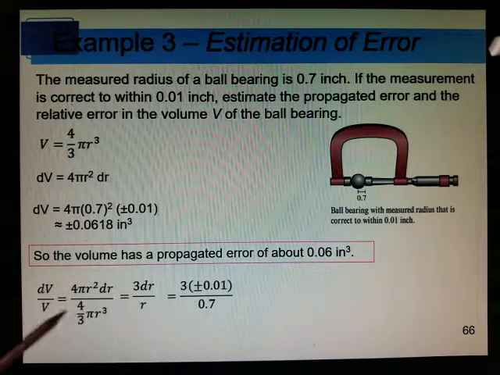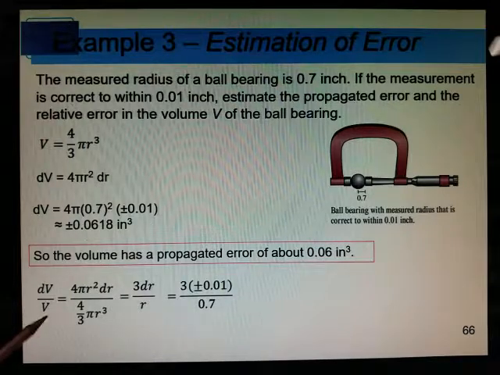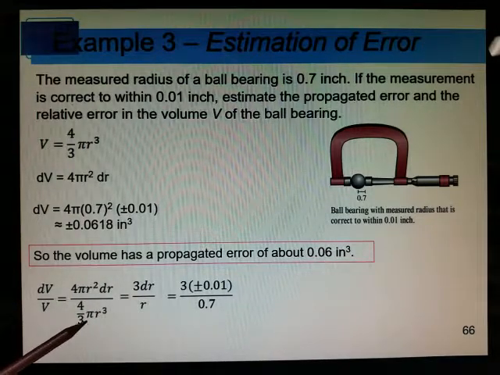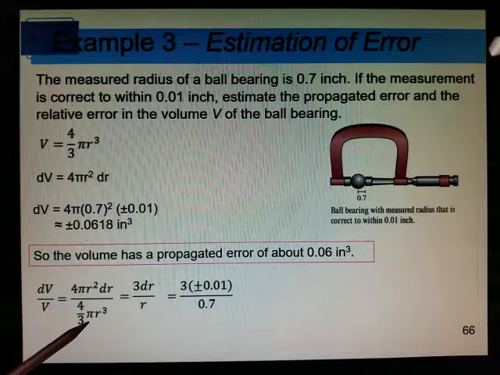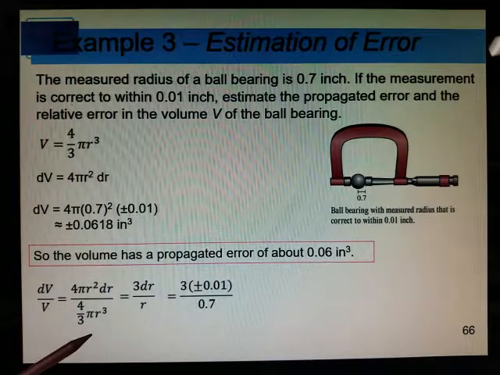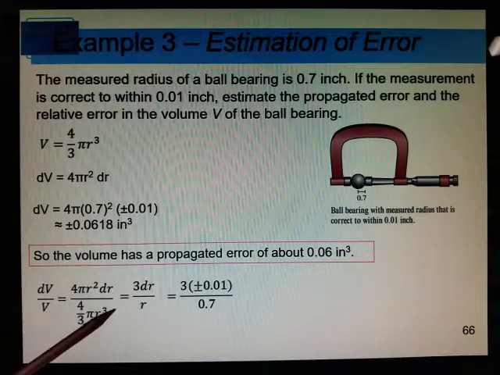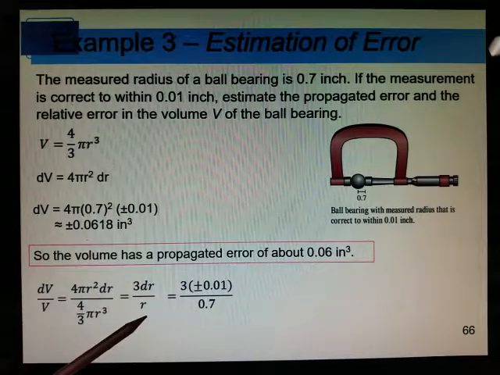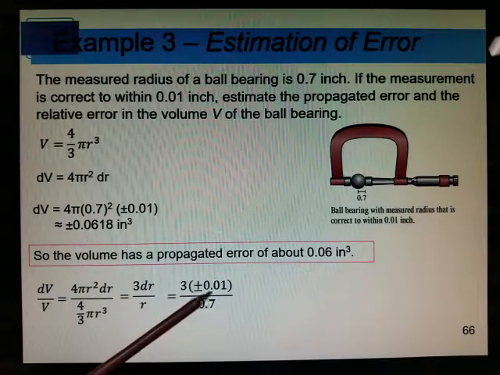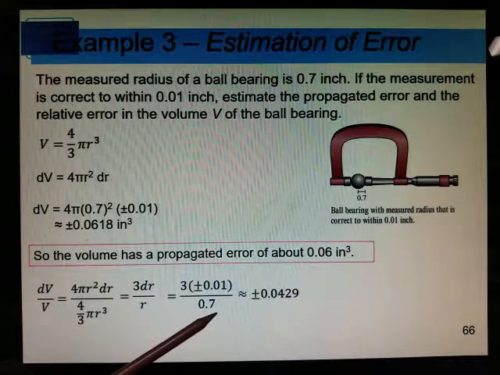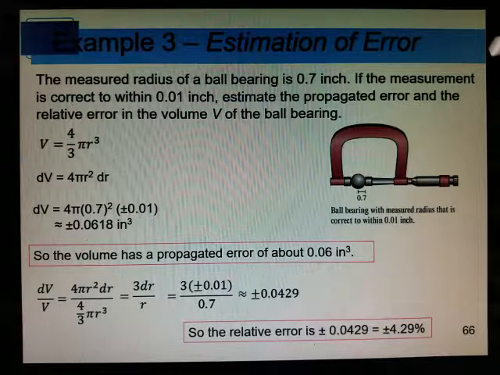You could do the simplifying and reducing. Some people go ahead and just find what this volume is at this point, and then they take that answer and divide by this new volume. Now, if you do the reducing, the pi's cancel, the 4's cancel, this 3 comes up, the r squareds cancel, and you get an r on the bottom. So it's 3 dr over r. So this was off by that much. There was the r. So therefore, this is off by 4.29%.